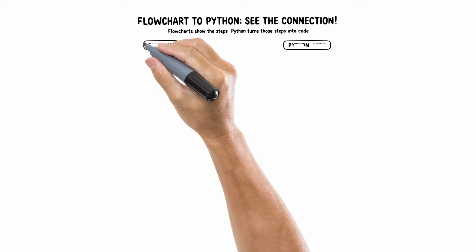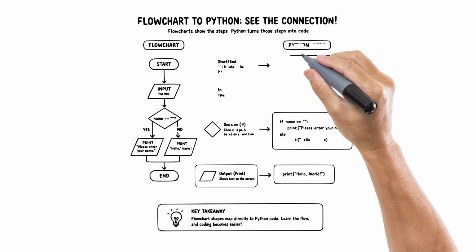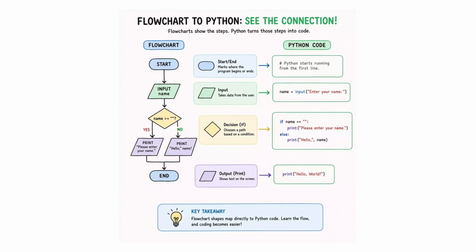This chapter is setting you up for Python. Later, when you learn if statements and loops, you will realize they are just coding versions of decision points and repeated paths. Flowcharts are helping you build the logic before the actual syntax shows up.